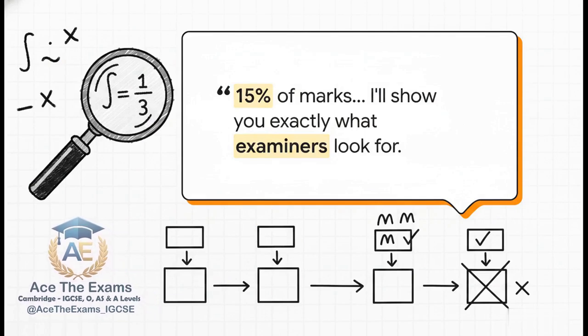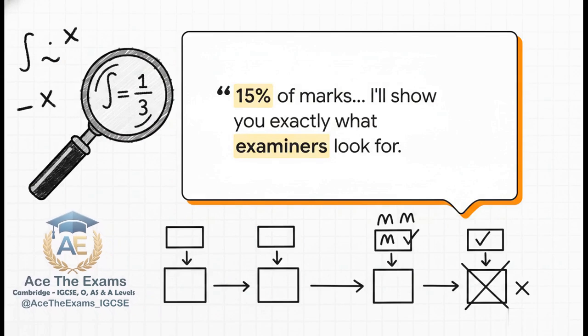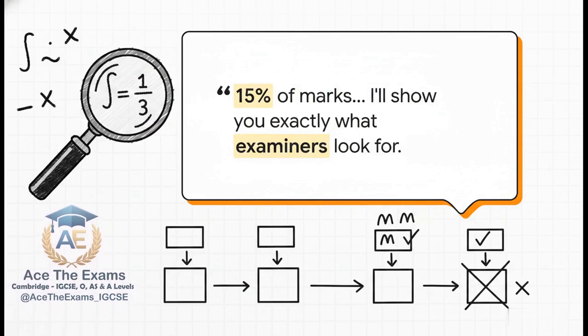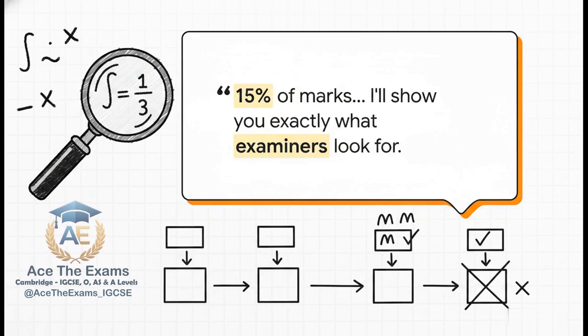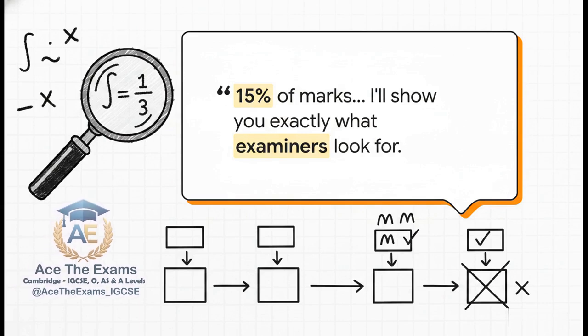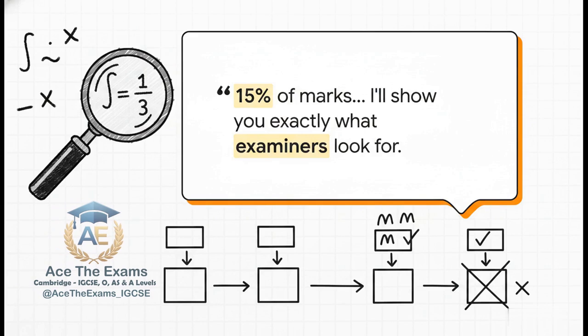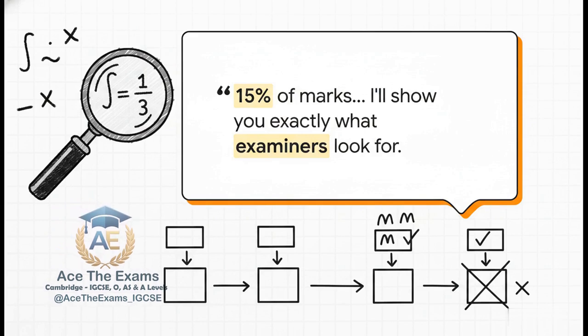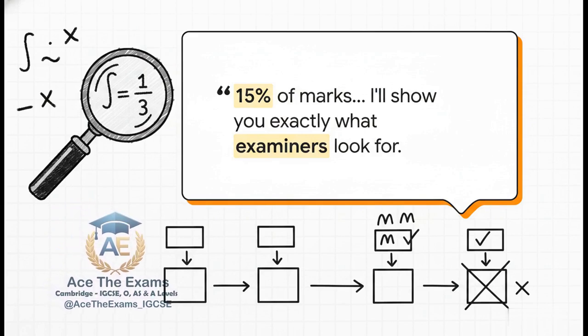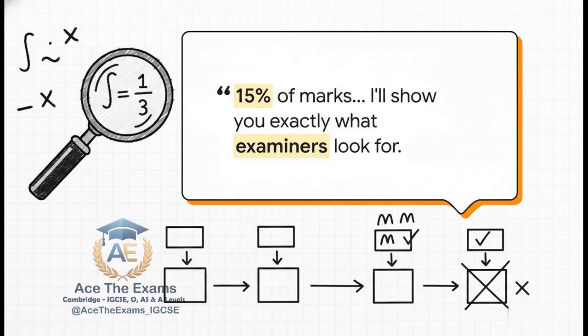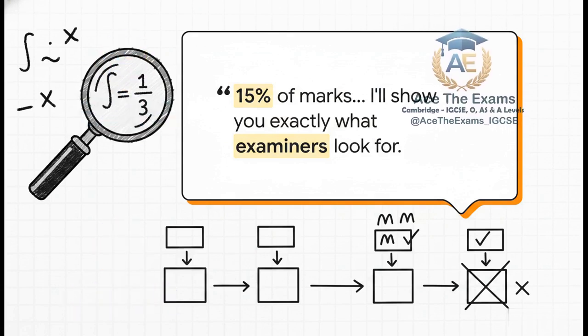We are looking directly through the lens of a senior examiner. If you look at the global principal examiner reports, they consistently point us toward a critical concept, the method mark strategy. In Cambridge mathematics, it is a fatal flaw, a literal trap, to believe that only the final boxed answer at the bottom of the page matters. Examiners actually award marks for the process. They are actively hunting for your methodological footprint on the page.